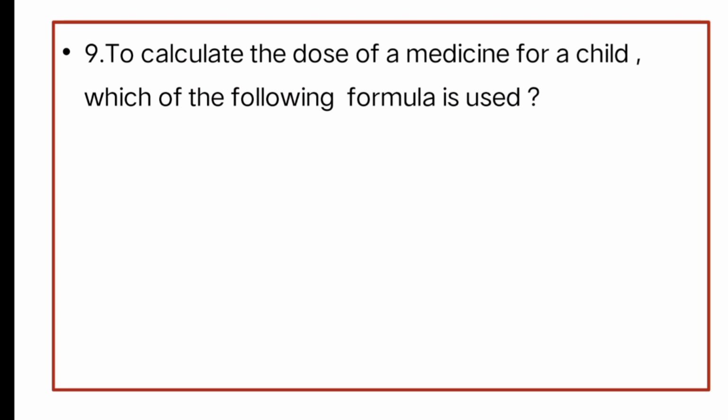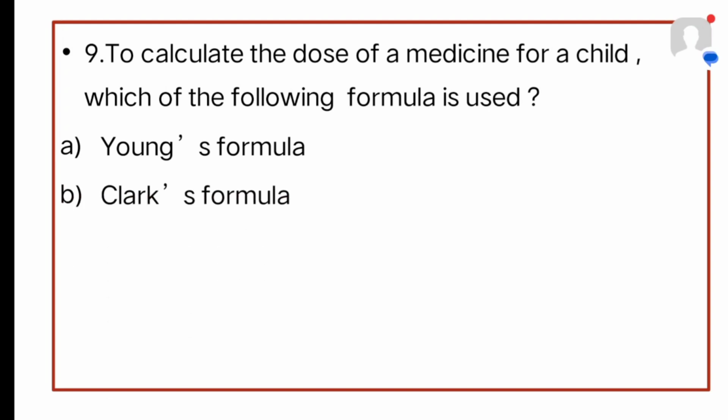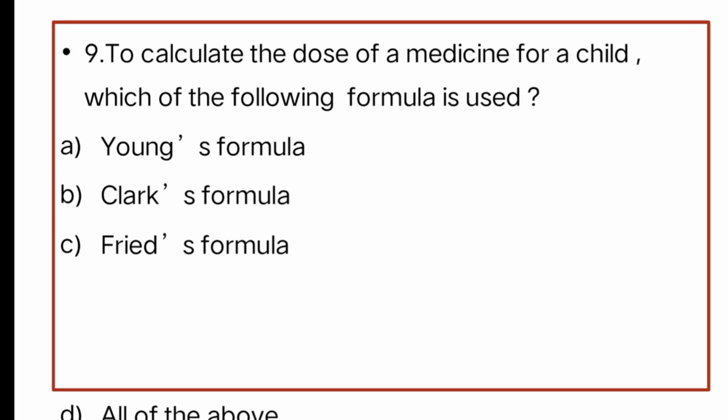So next question is, to calculate the dose of a medicine for a child, which of the following formulas is used? For calculating the medicine dose for the pediatric population, what formulas will be used? Option A, Young's formula; option B, Clark's formula; option C, Freud's formula; and option D, all of the above. For the pediatric population, we use all these 3 formulas: Young's formula, Clark's formula, and Freud's formula.